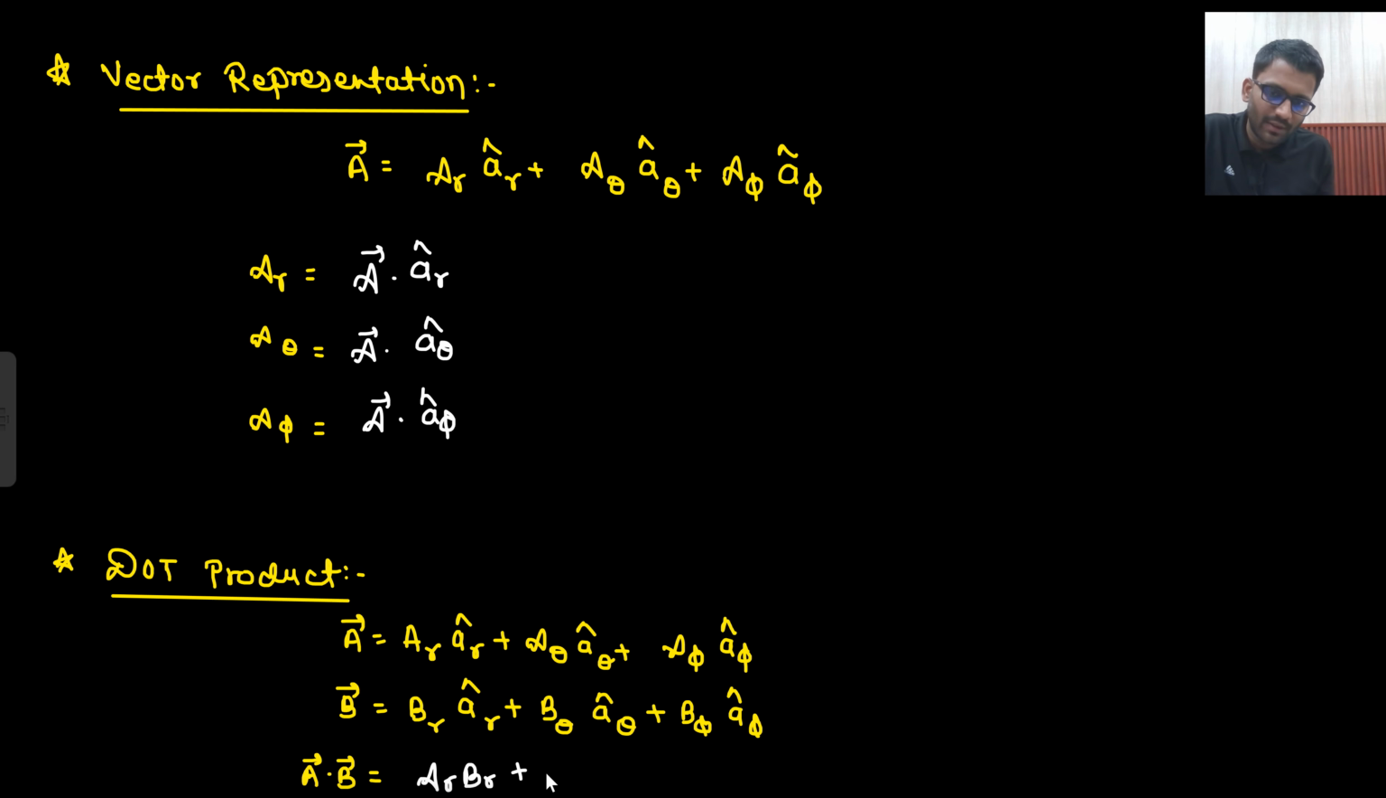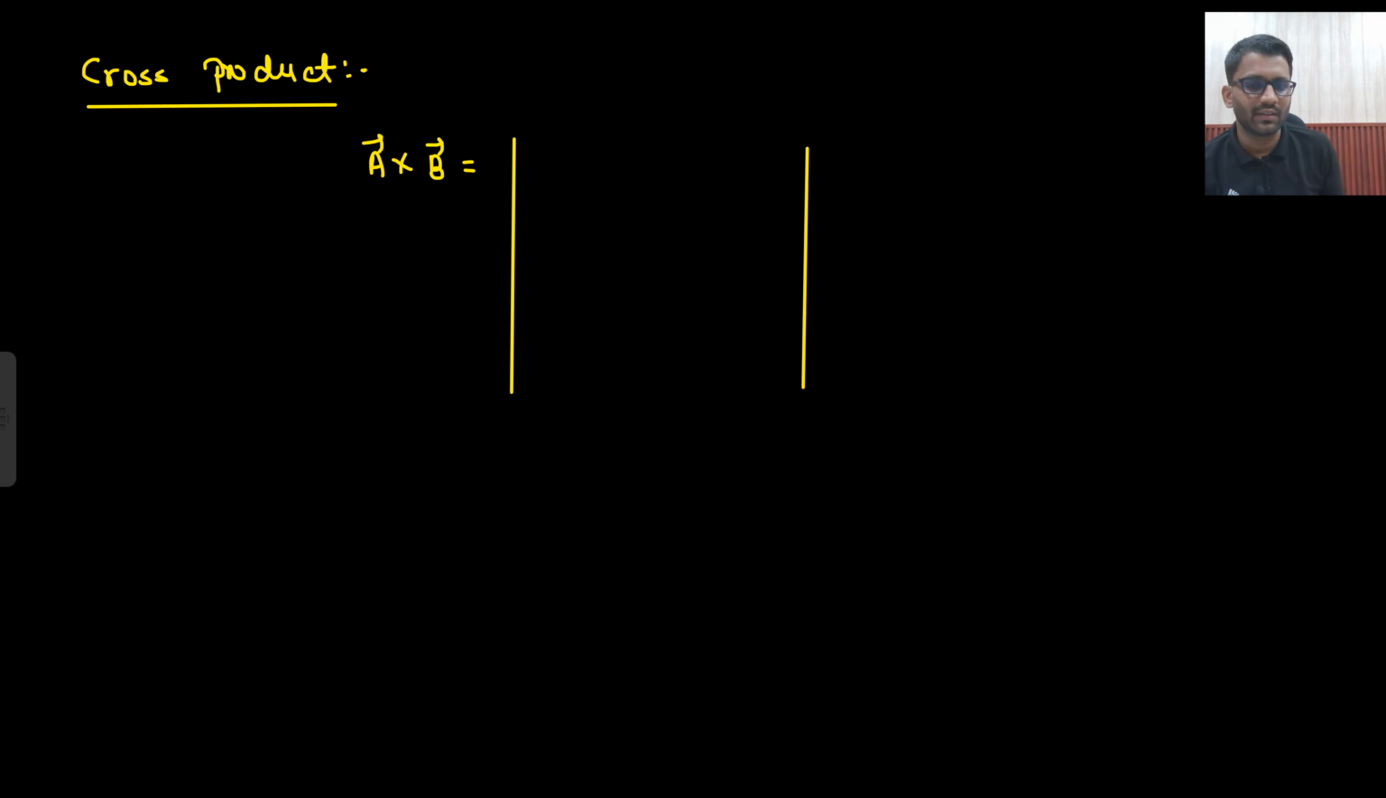A_r B_r, A_theta B_theta, A_phi B_phi. Right? This is the dot product, and this is how you can get A_r, A_theta, A_phi. Well and good. Everything is crystal clear.